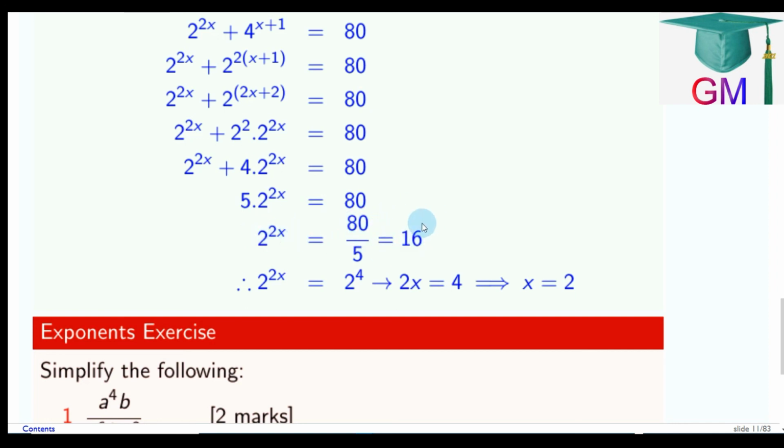5, which is 16. Now if I have 16, I can write this as 2 to the power of 2x is the same as 16, which can be written as 2 to the power of 4. Now the bases are the same, the powers are equal. So 2x is equal to 4, divide both sides by 2, you get x equals 2.